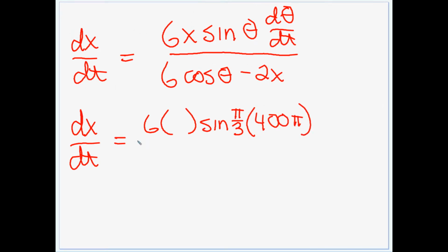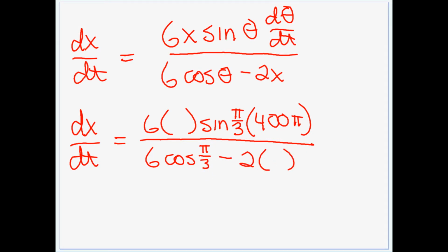Down in the denominator, we're going to have a 6 times a cos of angle theta. That angle is 1/3 pi. And then we've got minus 2 times x. Now I put in those empty parentheses because what the heck is x? We don't have it yet. So how are we going to find x?